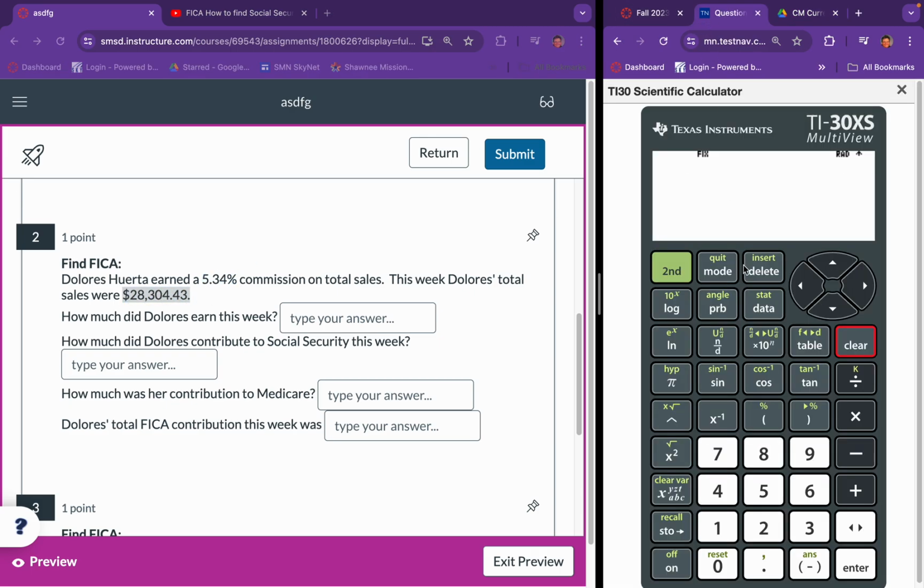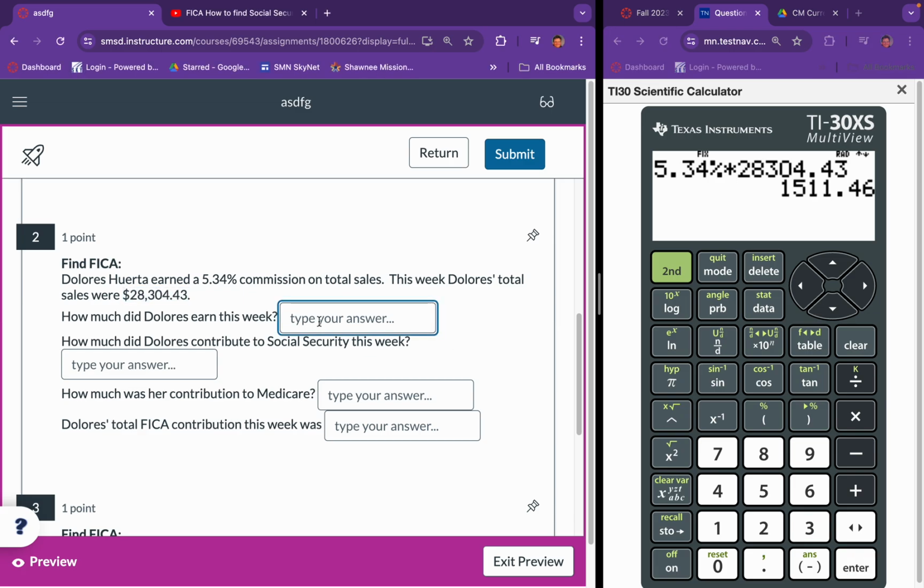So Dolores earned 5.34% times what she sold, $28,304.43 in product. That's how much she sold. So this week, Dolores earned $1,511.46. She sold this much product, this is what went out the door, and this is how much money she earned for making those sales.